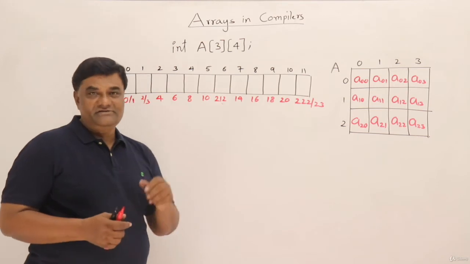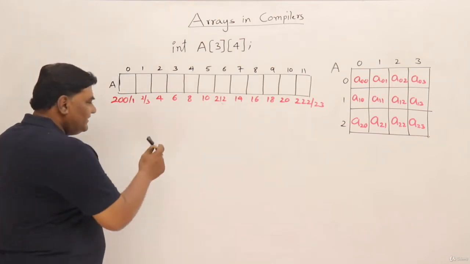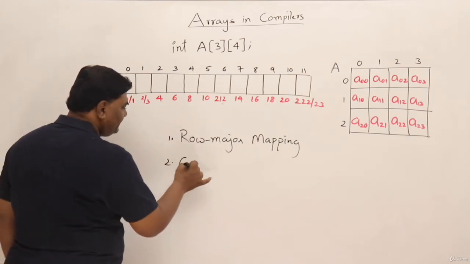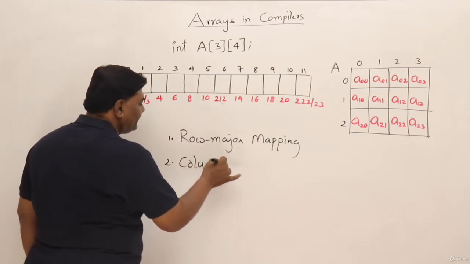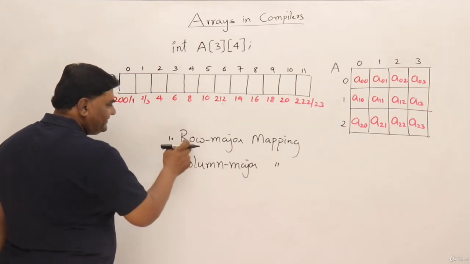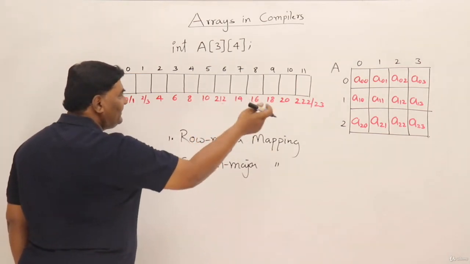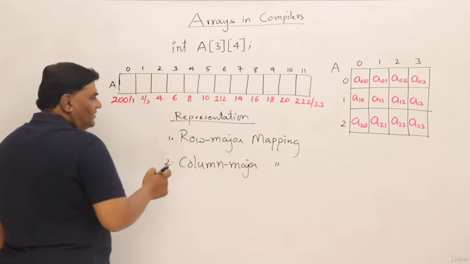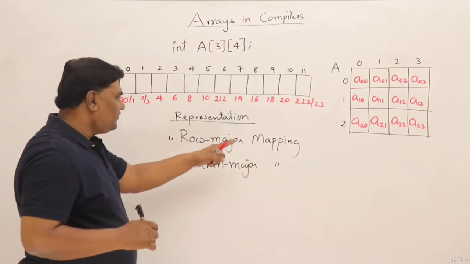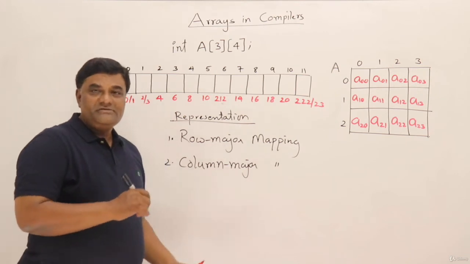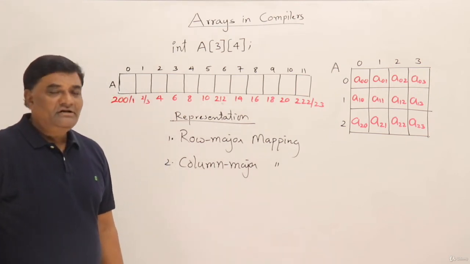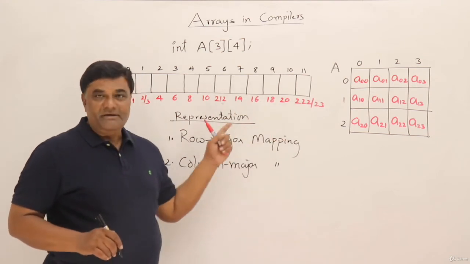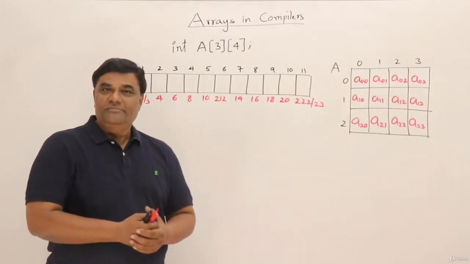There are two methods of mapping. First one is row major mapping, and second one is column major mapping. These are the two representations of a 2D array mapped on a single dimension array. So we call it row major mapping or row major representation, and column major mapping or column major representation. We'll learn about both. First let us look at how row major mapping is done.